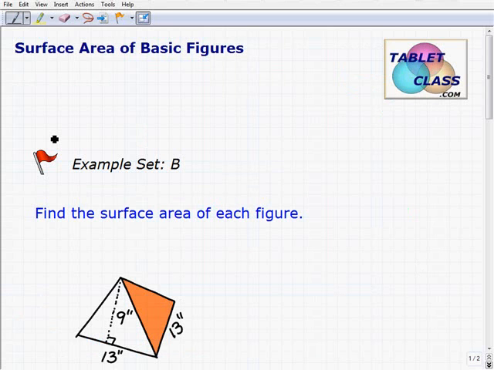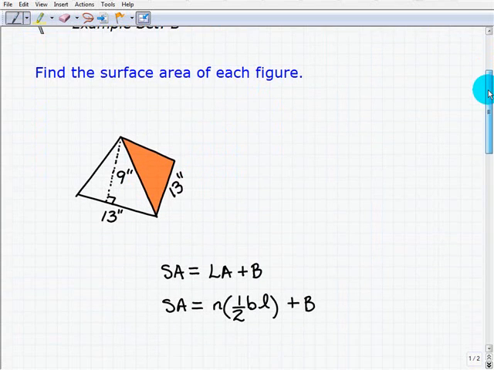This is our example set B video, and our focus here is going to be finding the surface area of a pyramid and cone. If you recall from the lesson, to find the surface area of any specific figure, we need to apply the correct formula. But just as important, we want to make sure that we know how to properly evaluate the formula with the given information. So let's go ahead and get started with our problems.